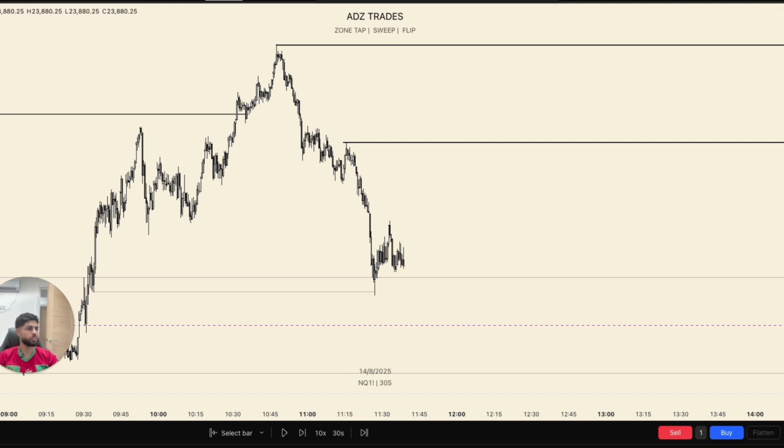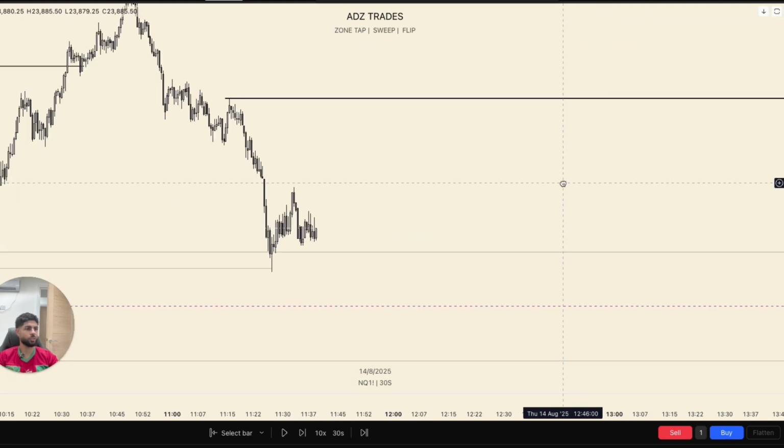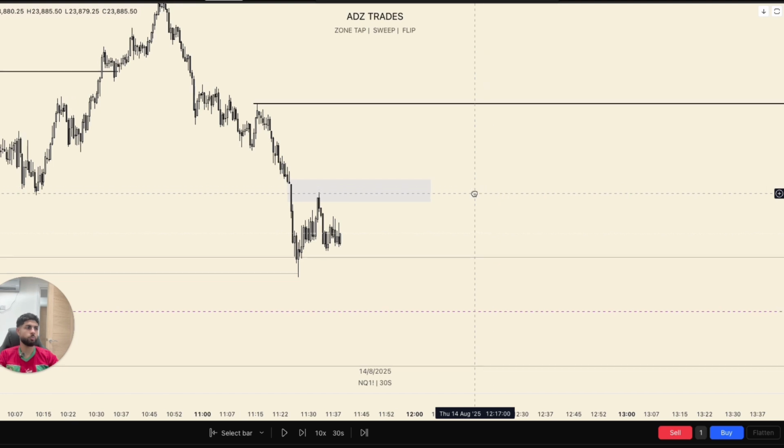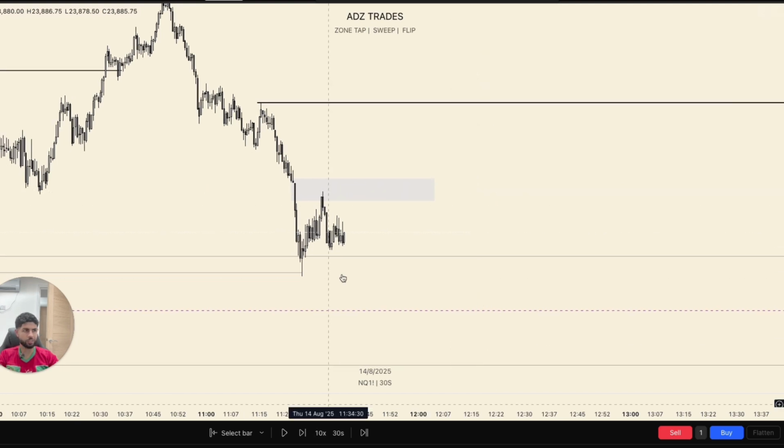Well, first thing I can see is, okay, I want a sign that buyers are stepping in. Where can I see sellers are? Well, we can see sellers respected this bearish fair value gap. So that's my first sign. Okay, sellers are present here.